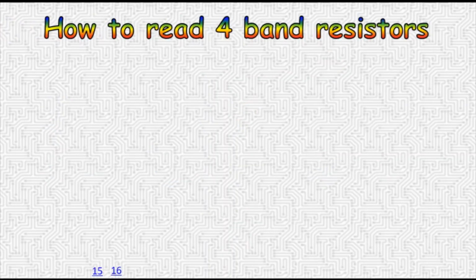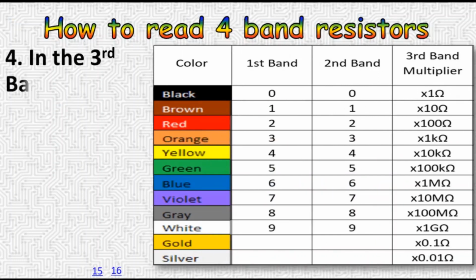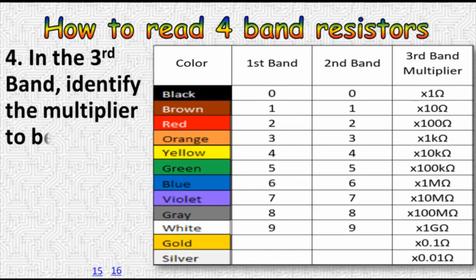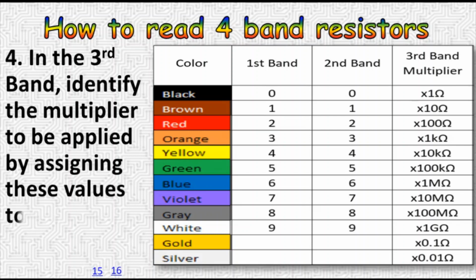Okay. How to read 4-band resistors. Paano ba talaga siyang basahin? Pang-apat. In the third band, identify the multiplier to be applied by assigning these values to each color.